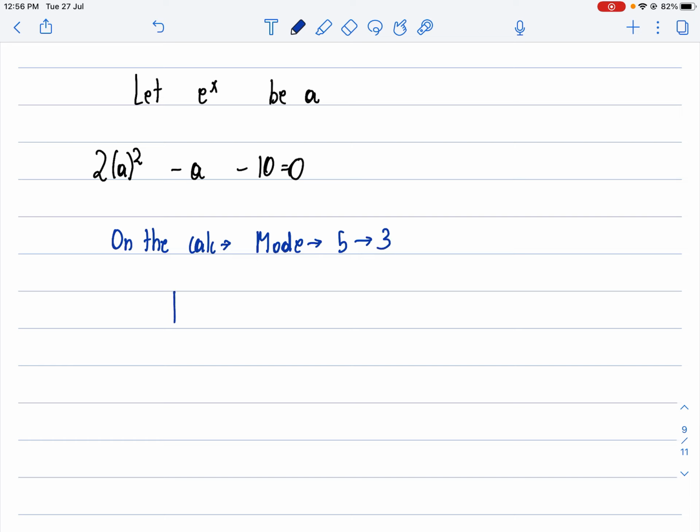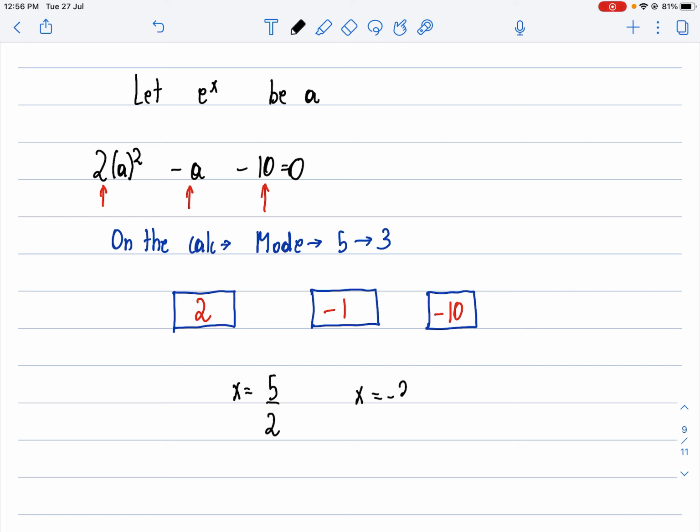Correct? So when you do that, you basically get 3 coefficient boxes. In the first box, put the coefficient of a square, which is 2. In the second box, put the coefficient of a, which is minus 1. And in the last box, put the constant, which is minus 10. So when you put 2, minus 1 and minus 10, and you click on equal to, you get your a basically as 5 over 2, and you get your a basically as minus 2.